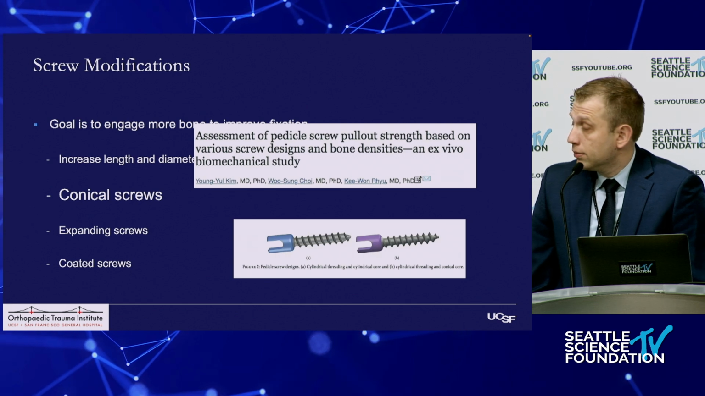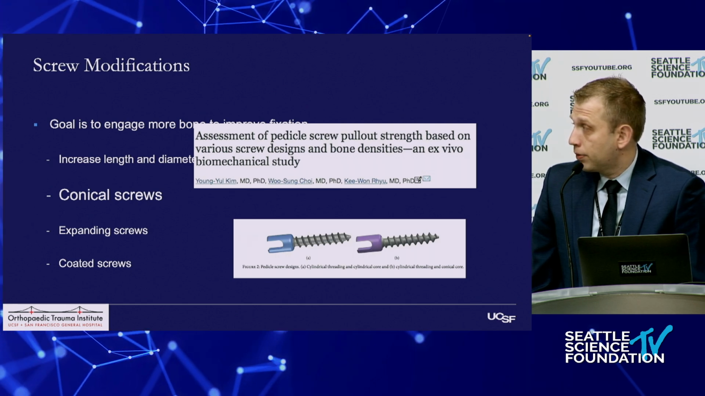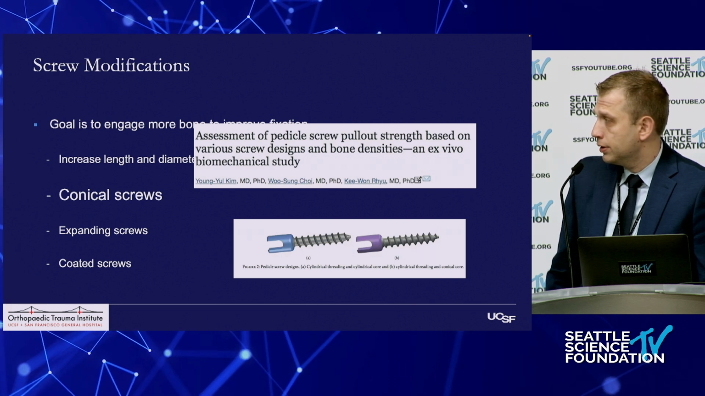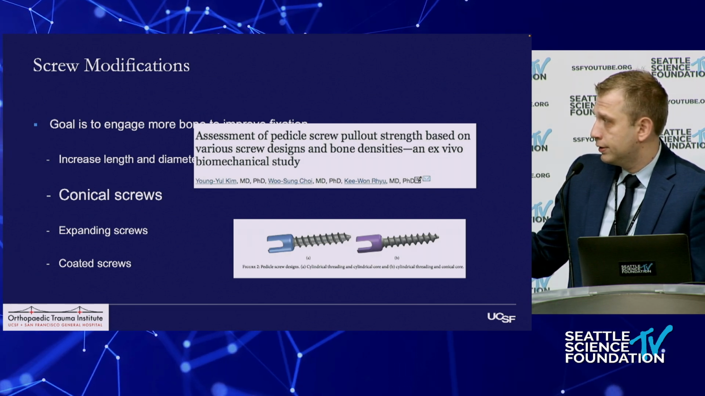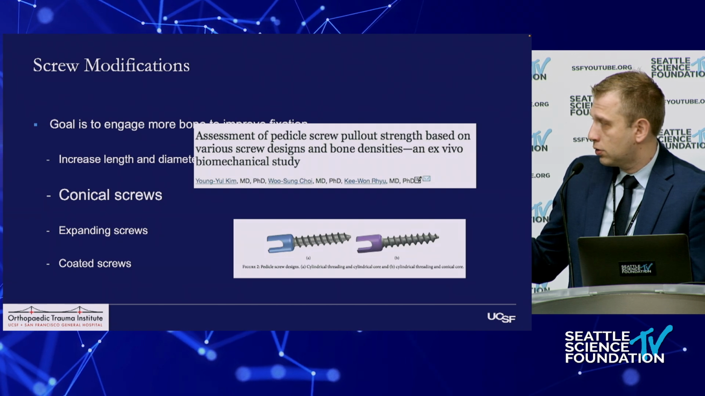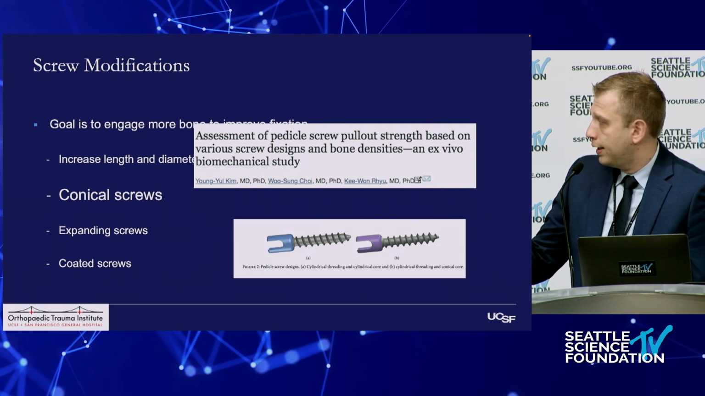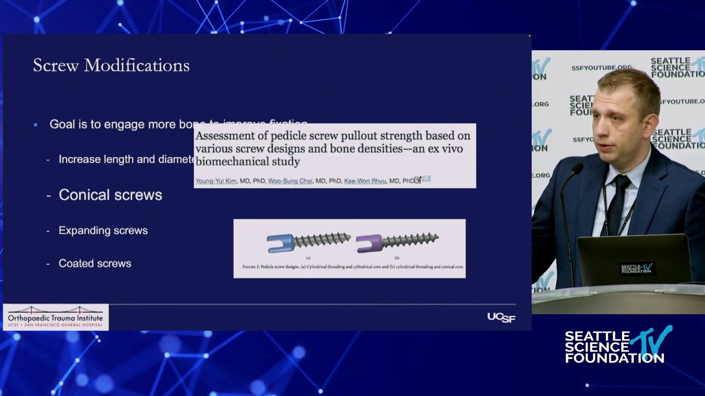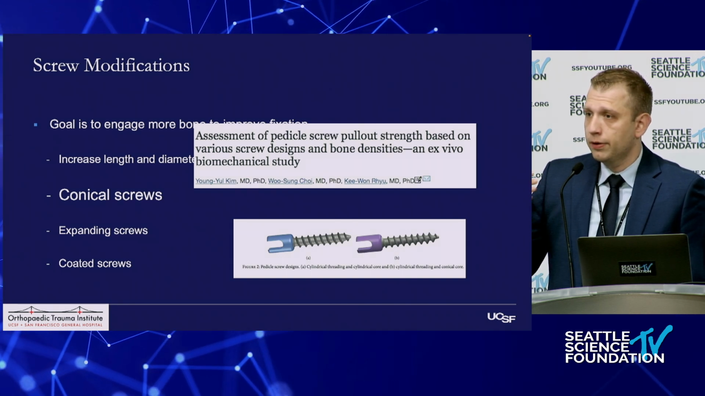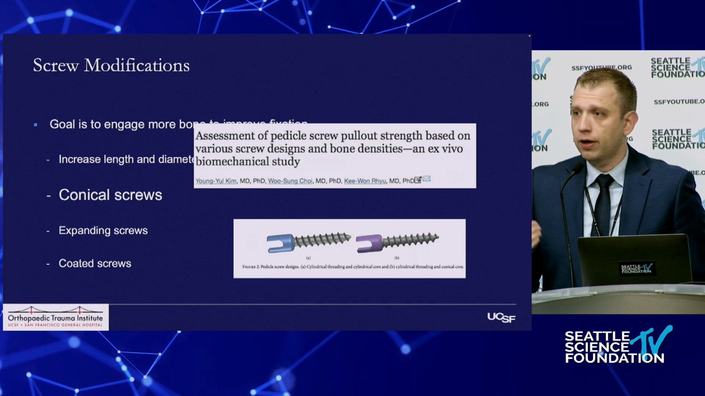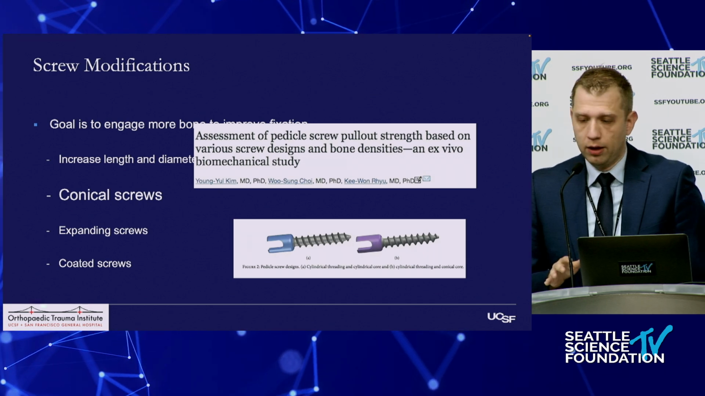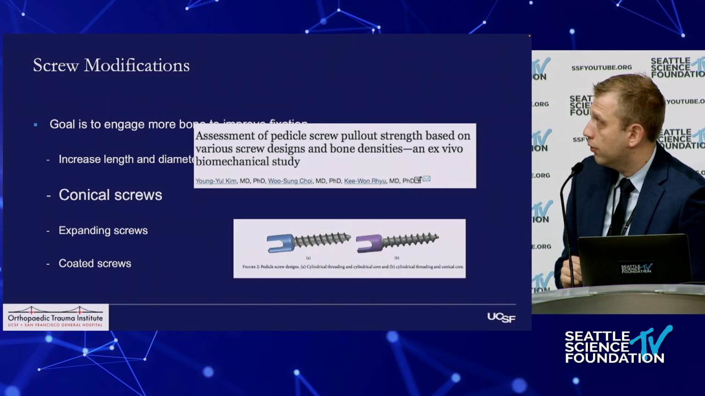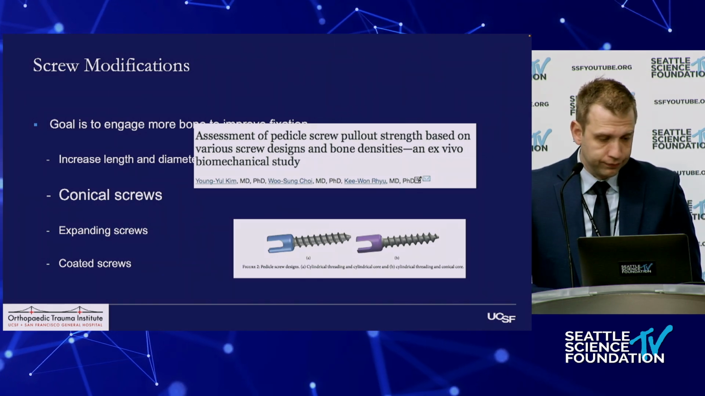Another option is using conical screws. As you can see in the screws in this image, the screw on the left is purely cylindrical threading with a cylindrical core, while the one on the right has a conical core, and this increases the ratio between the threads and the actual core, resulting in more engagement of the threads with the bone, increasing pull-out strength, as this study over here confirmed as well.